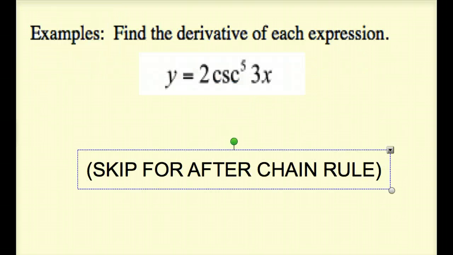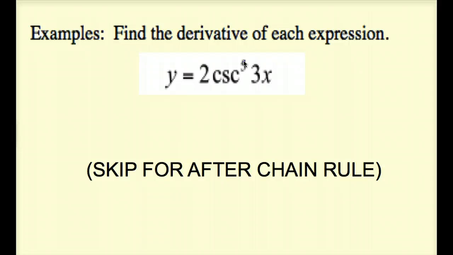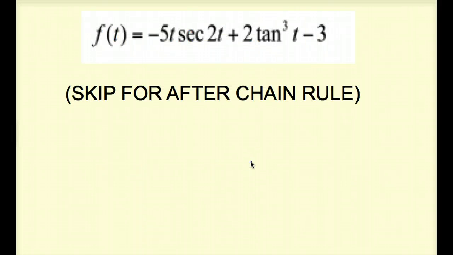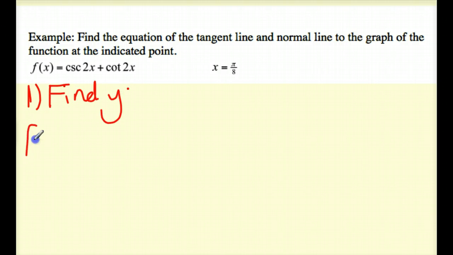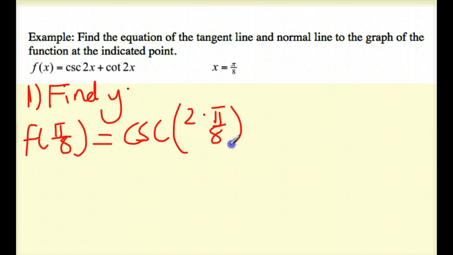I would like to skip these two problems after we've learned the chain rule. If you take a look, this power on cosecant is larger than what we've been using. So we'll skip this and this problem until we learn the chain rule, and we'll go back to it. But I want to do a tangent line, normal line problem. Everything is the same except now I have trig in my functions. So step 1, like always, is if I have an x, I need to find y. So step 1, find y. We're going to plug this in, and I get f of pi over 8 is equal to cosecant of 2 times pi over 8 plus cotangent of 2 times pi over 8.